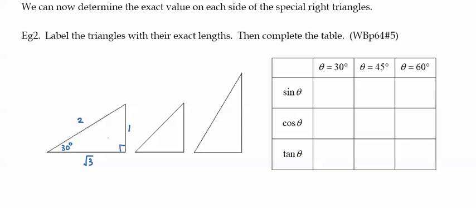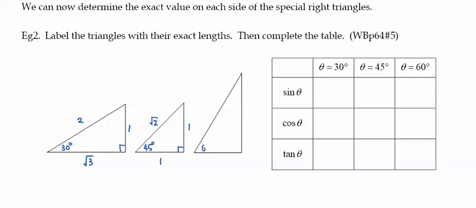The hypotenuse will be twice as long as its opposite side. The triangle that will give us 45, 45, 90 will give us the same length for its opposite and adjacent, with its hypotenuse being root 2. You can get this value using the Pythagorean theorem.